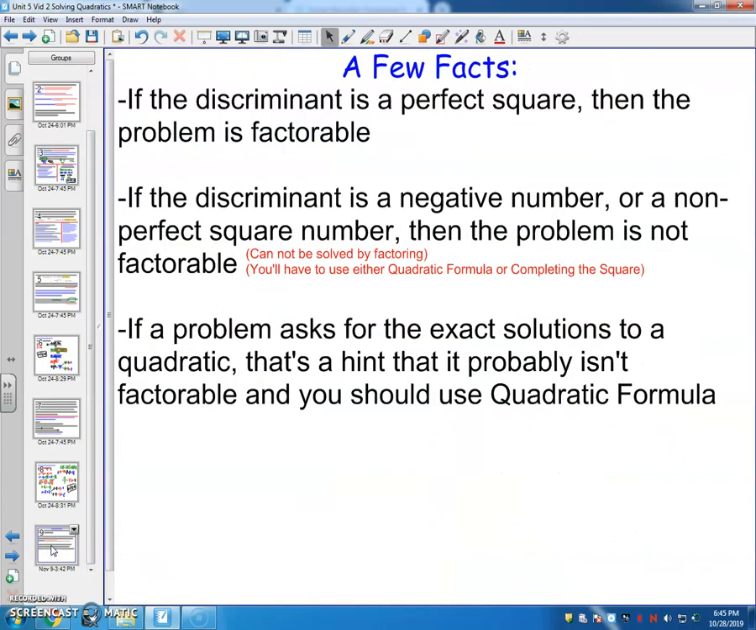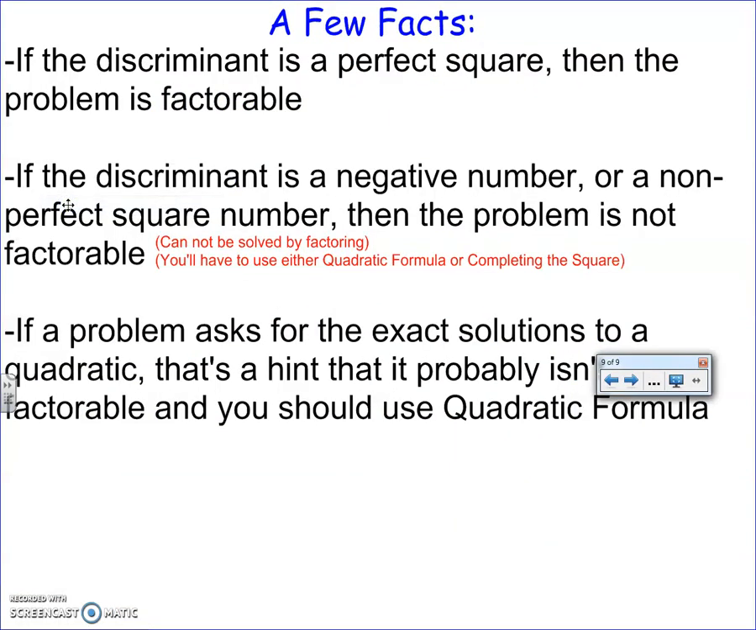All right, the last slide is this. Some fun facts. If the discriminant is a perfect square, that means the problem is factorable, in case you're curious about checking. If the discriminant is negative or a non-perfect square, then that problem is not factorable. So you cannot factor it. You have to either use the quadratic formula, which I recommend, or completing the square.